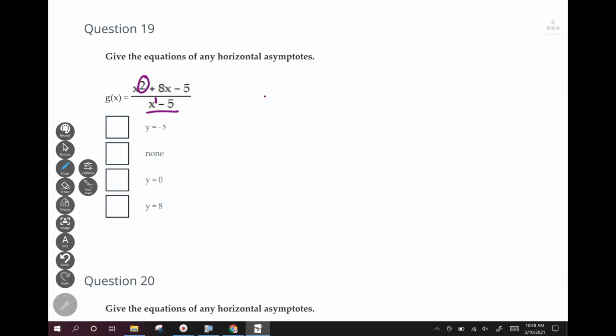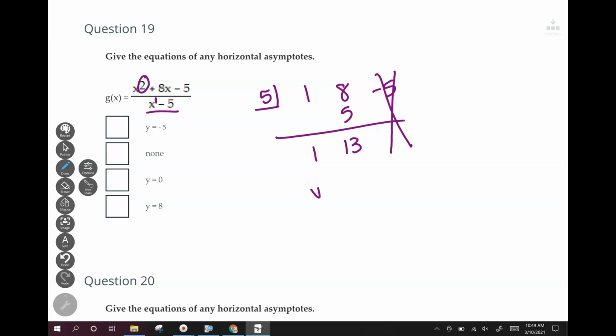Since this is linear, we can use synthetic division. So 5 goes in the box, and then your coefficients, 1, 8, negative 5. And then you do synthetic division to find the equation. 1, 5, 13. Okay, the remainder doesn't count, so that's y equals x plus 13 is your slant asymptote. So that's good practice, but notice that they actually didn't ask for what the equation was. On this one, you can just say there is no horizontal asymptote. But if they did ask for it, this would be the equation of the slant asymptote.